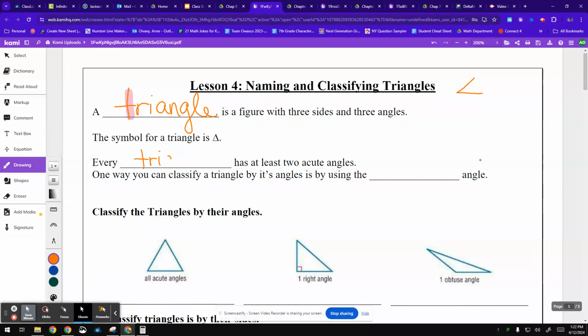Every triangle has at least 2 acute angles. So all the triangles have 3 angles, and 2 of them are always acute. Sometimes 3, but always 2 acute angles. So in order to classify, which means name a triangle by its angles, you have to look at the largest angle. You can't just look at one angle because 2 of them are going to be acute. You always have to look at the biggest one.